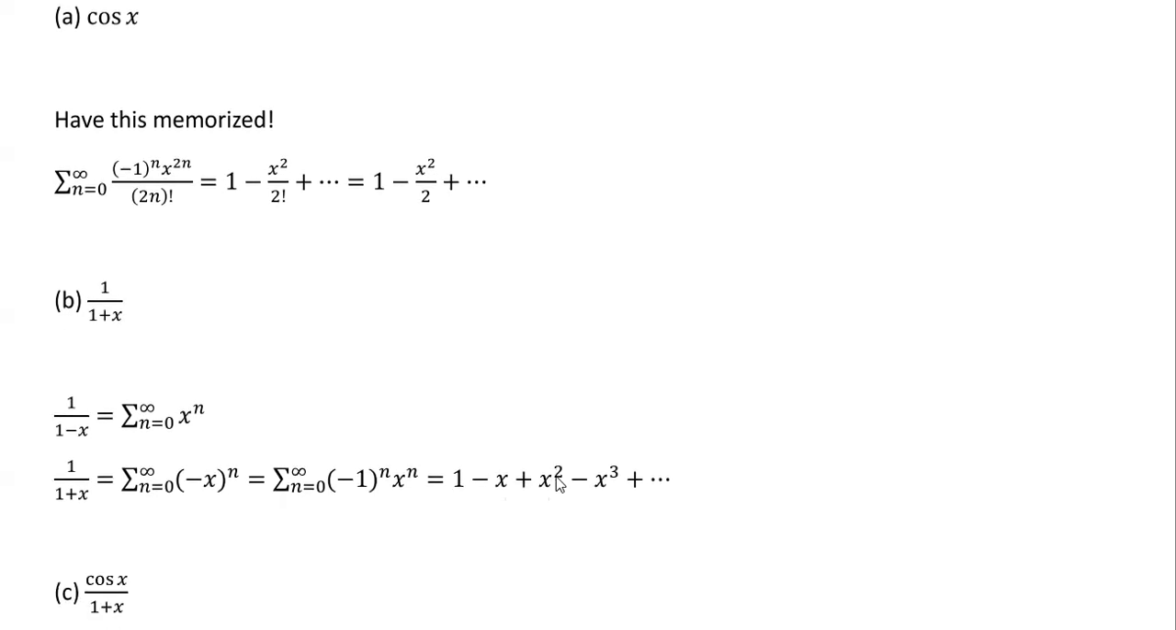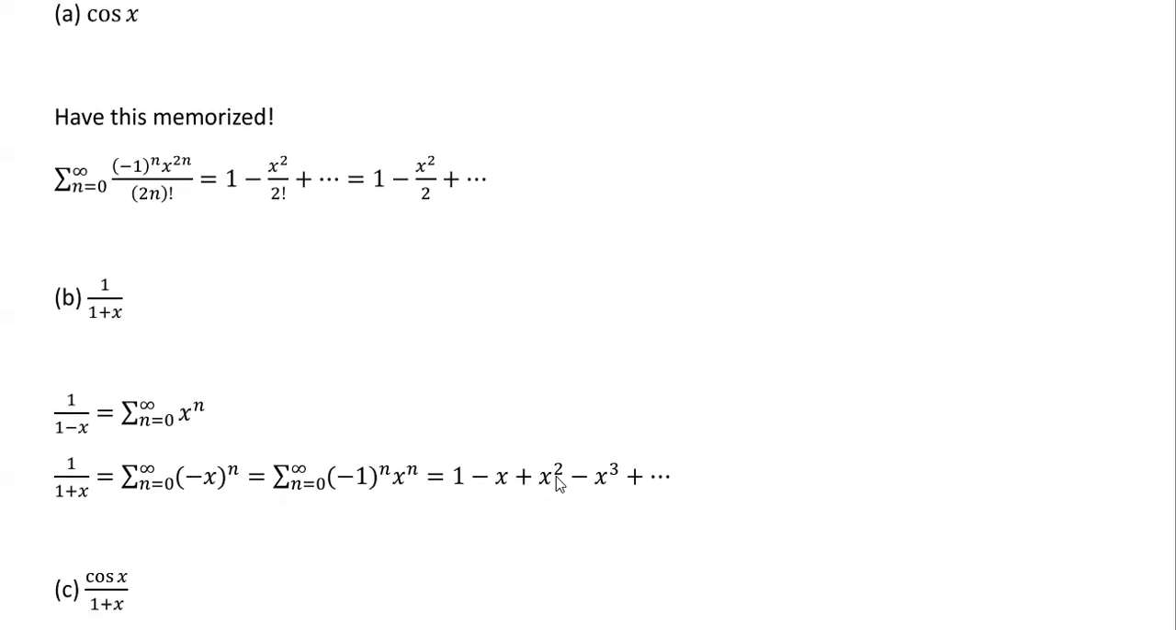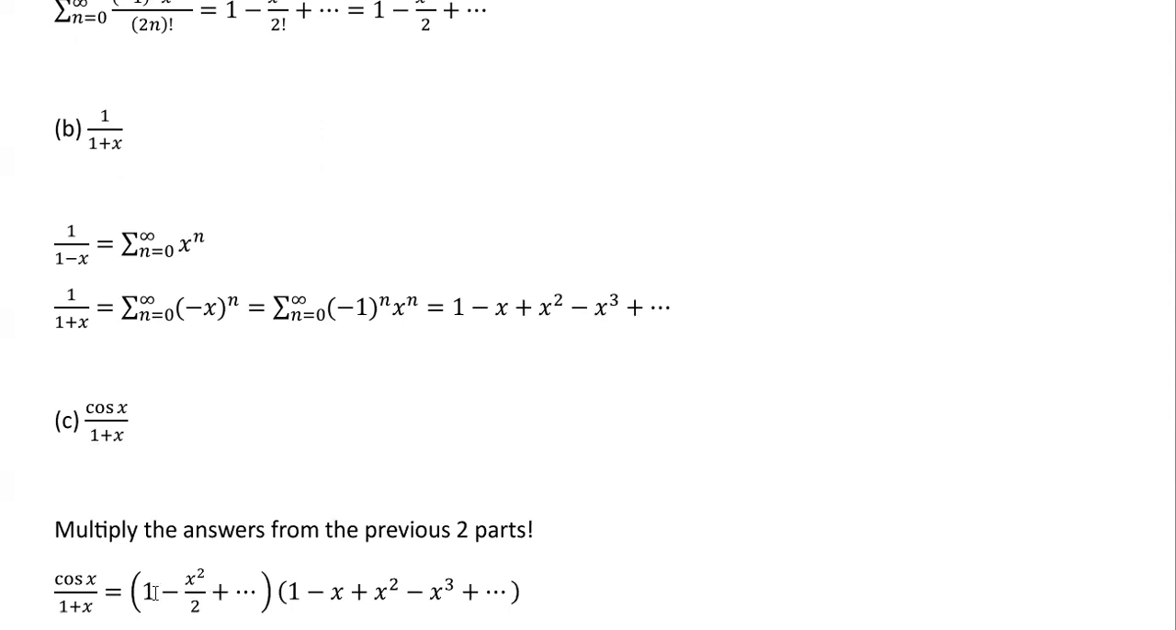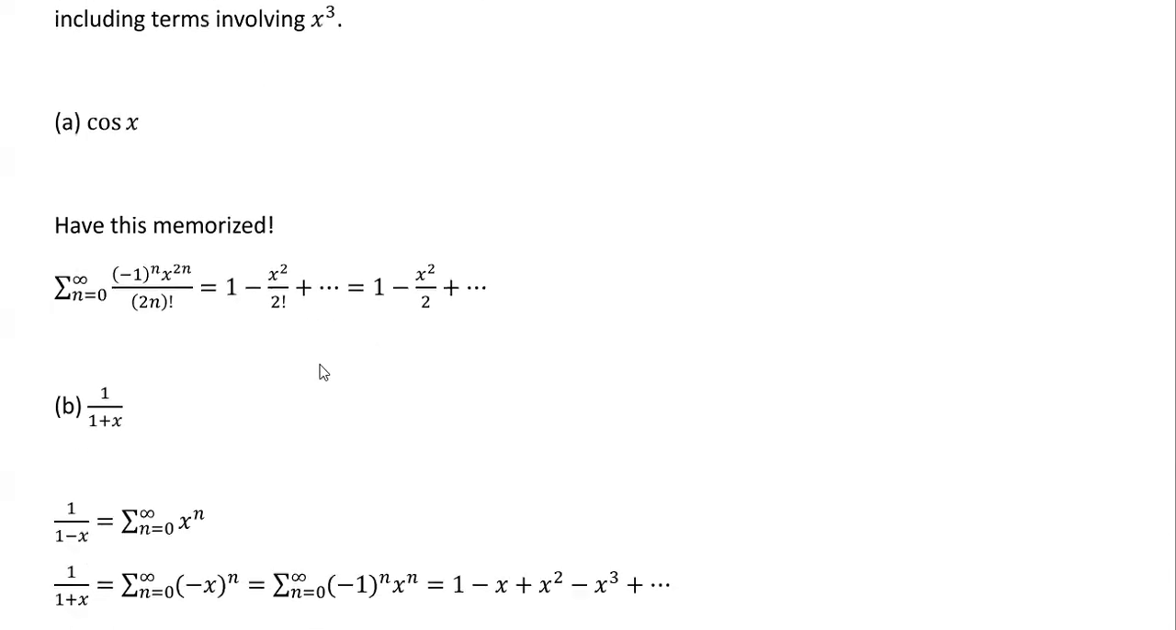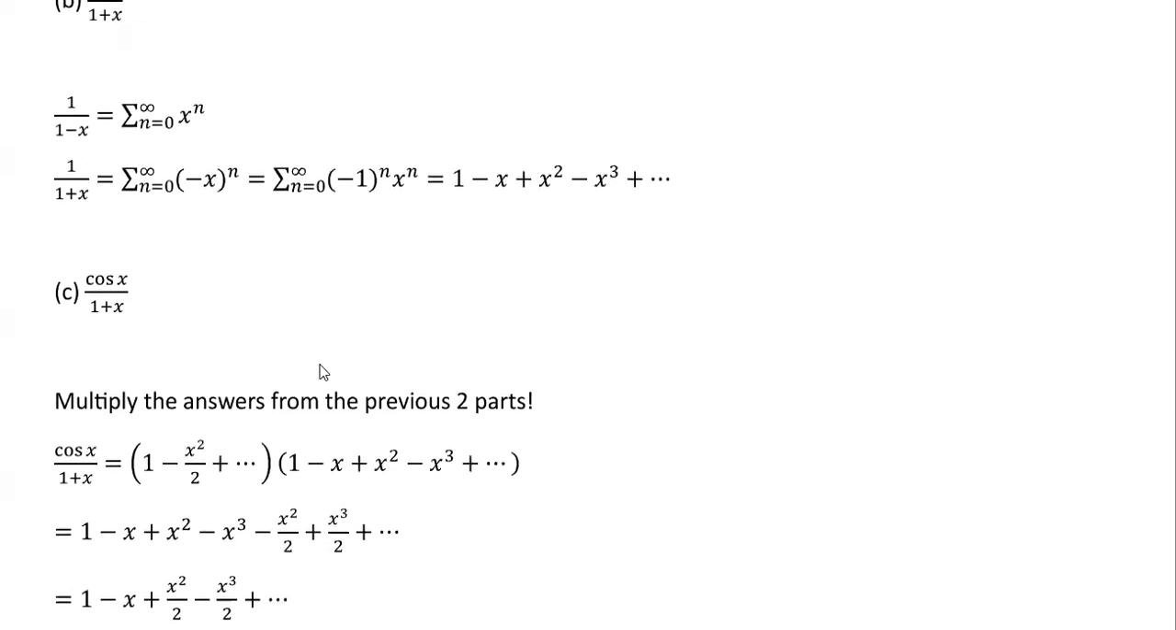Now it's asked us to find the Taylor series for cosine x over 1 plus x. Not a coincidence that it's a times b, right? Cosine x times 1 over 1 plus x. So we got to use the answers from part A and part B to our advantage, okay? We can just multiply the two power series, right? Cosine x times 1 over 1 plus x is this, so we can multiply the power series representations. Okay, so that's why the professor said, give the expansion up to and including x cubed, because this will help us out for part C here.